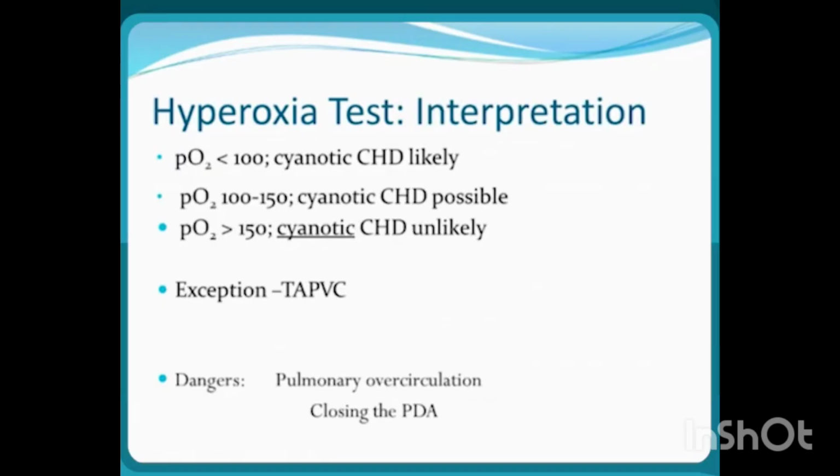While PO2 is 100 to 150, then cyanotic CHD is possible. But if PO2 is more than 150, then cyanotic CHD is unlikely. So we can practically rule out cyanotic CHD by looking at the PO2. The exception is TAPVC, most commonly the infracardiac TAPVC. We'll see why this happens in the next few slides.